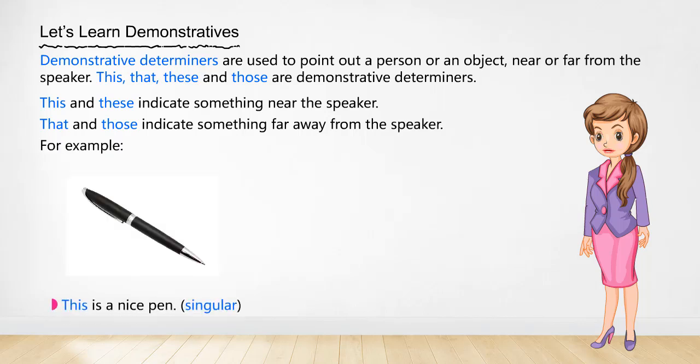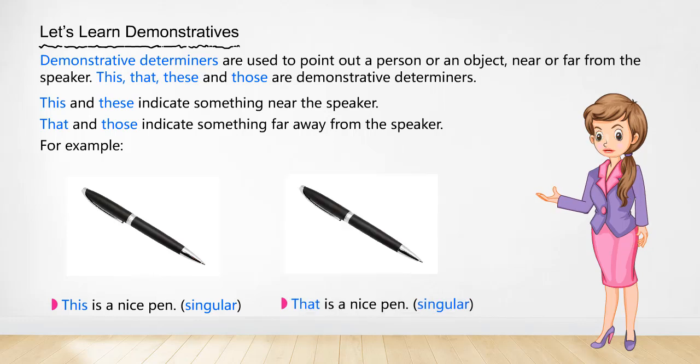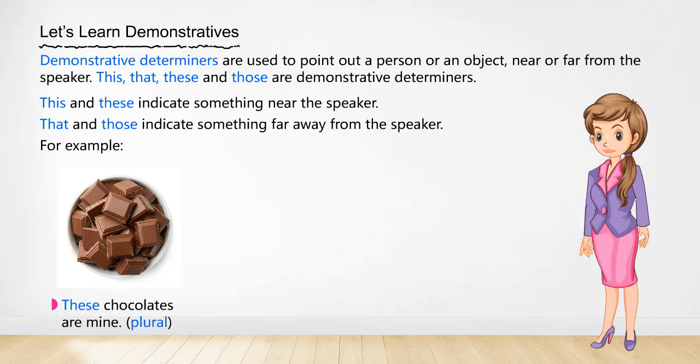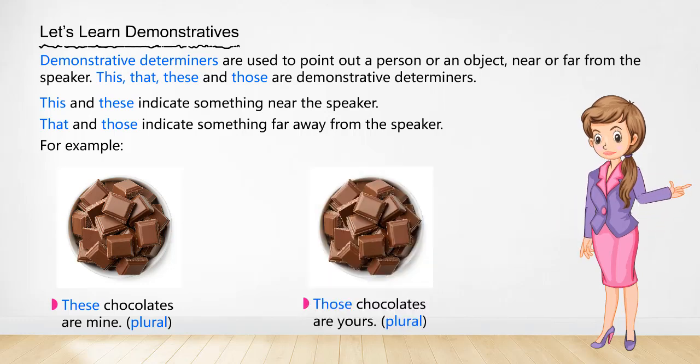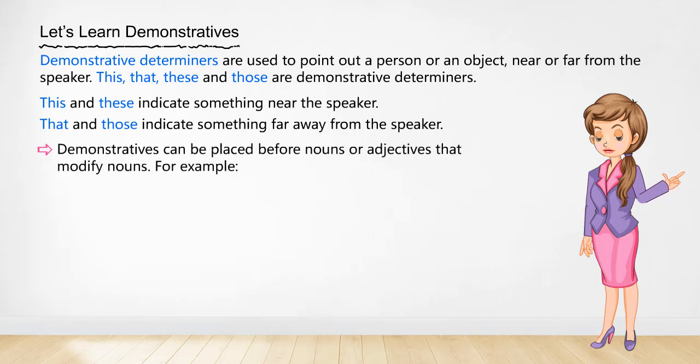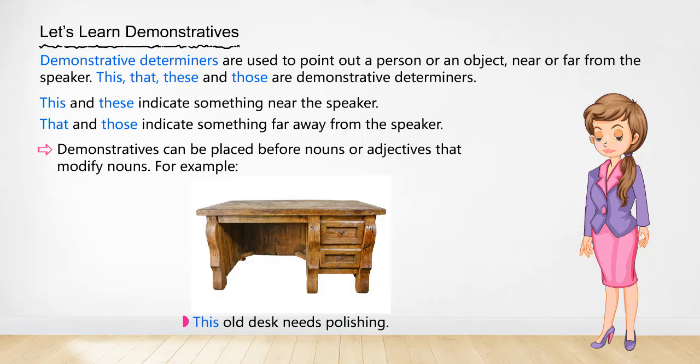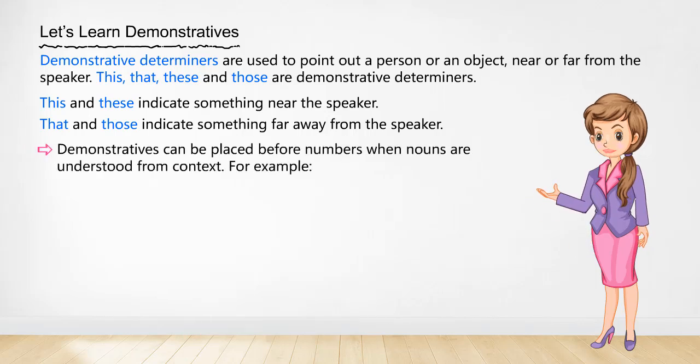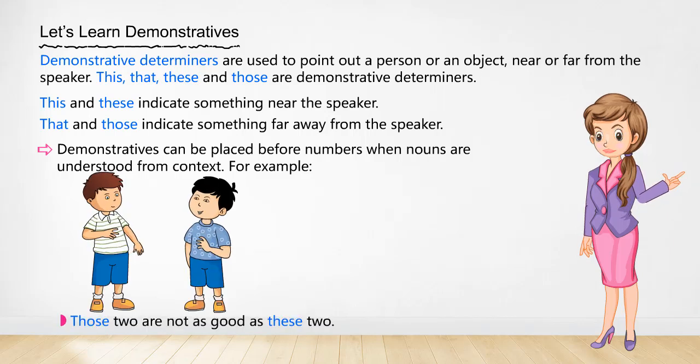For example, this is a nice pen, singular. That is a nice pen, singular. These chocolates are mine, plural. Those chocolates are yours, plural. Demonstratives can be placed before nouns or adjectives that modify nouns. For example, this old desk needs polishing. Demonstratives can be placed before numbers when nouns are understood from context. For example, those two are not as good as these two.